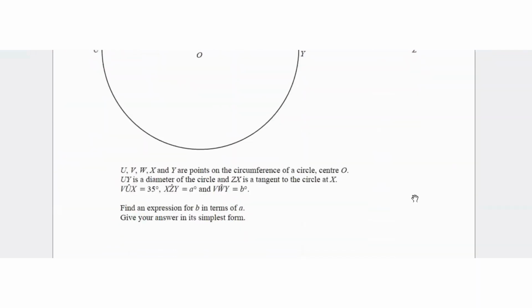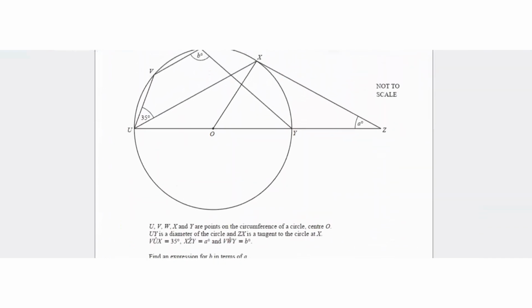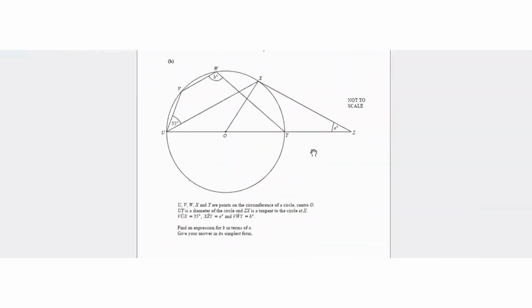Part B says find an expression for B in terms of A. So we know that U, V, W, X, and Y are points on the circumference of the circle center O. UY is a diameter of the circle. ZX is a tangent to the circle at X. Angle VUX is 35. XZY is A, and VWY is B.